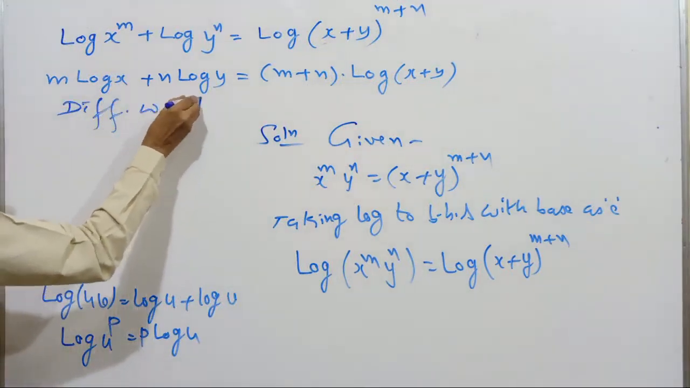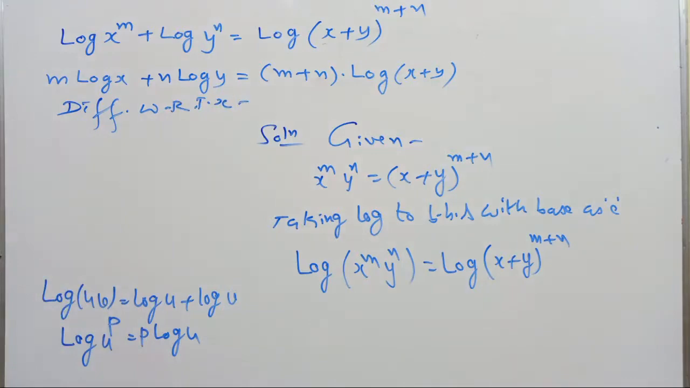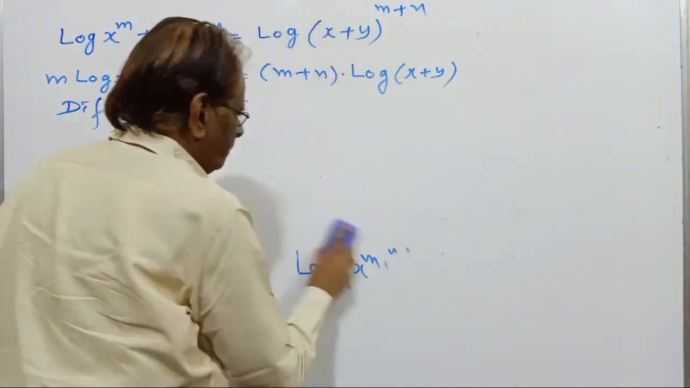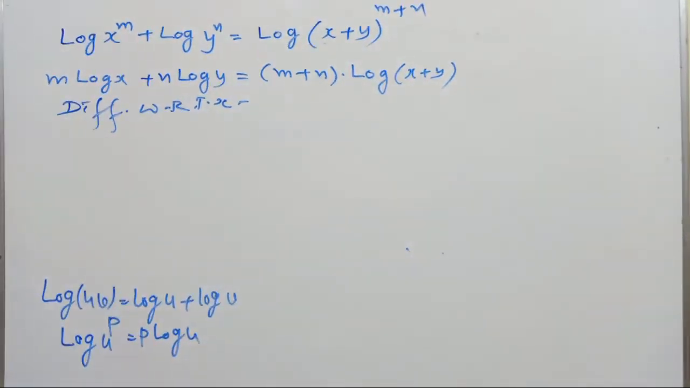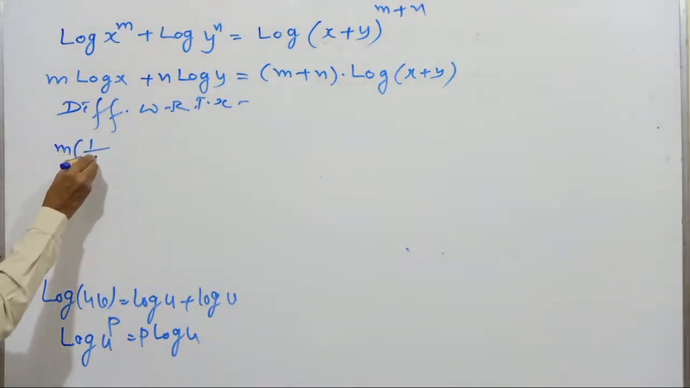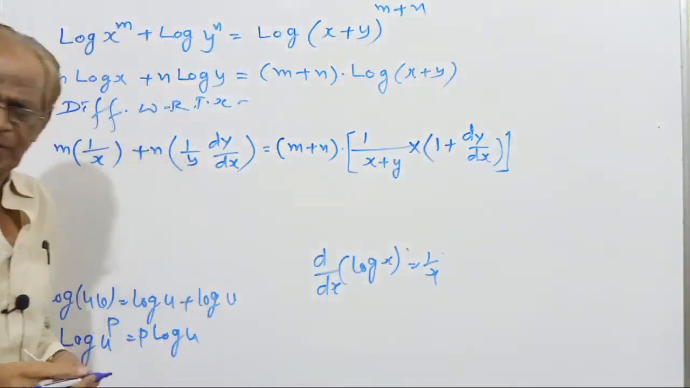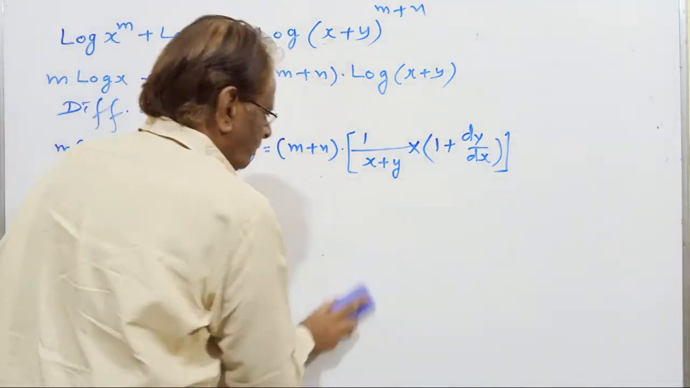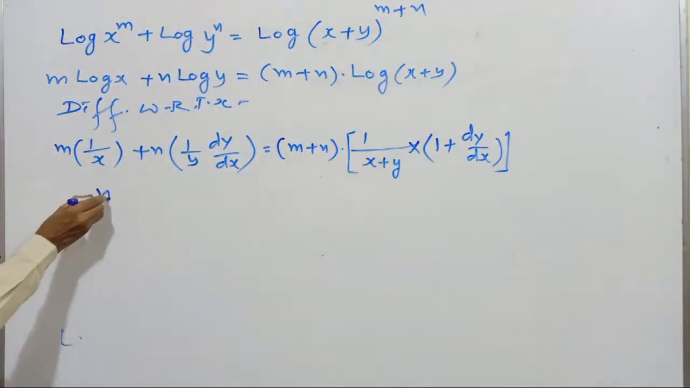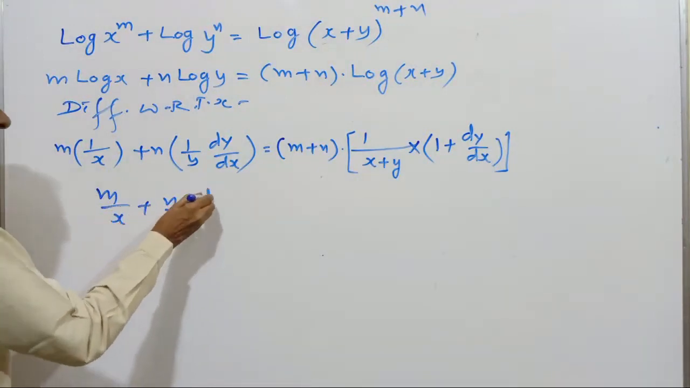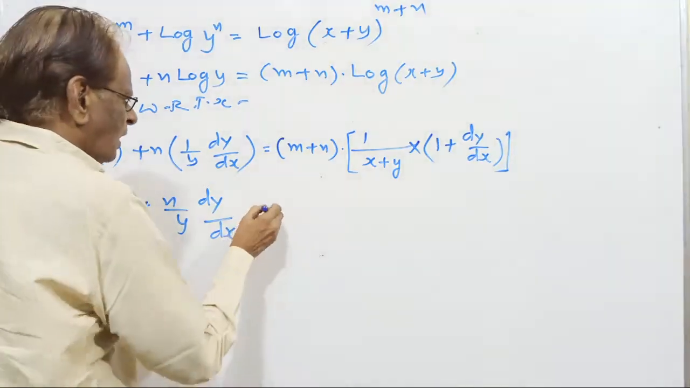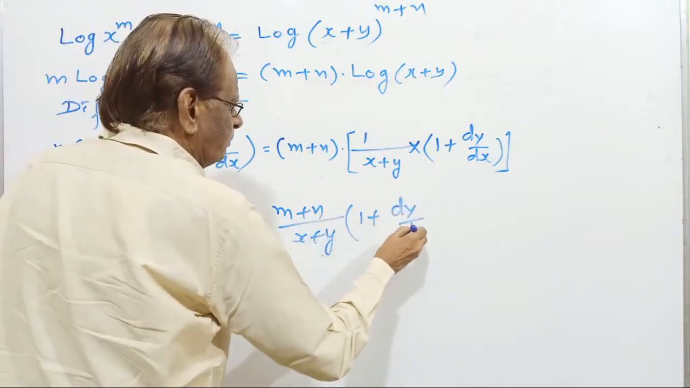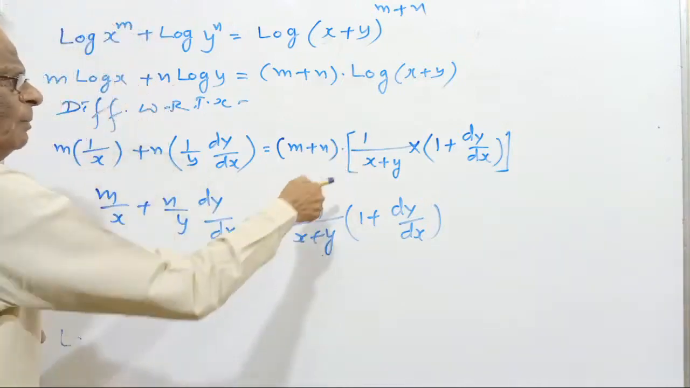Differentiating throughout with respect to x, m is a constant. The differentiation of log x is 1 by x, and of log y is dy by dx divided by y. So m by x plus n by y dy by dx equals m plus n by x plus y into 1 plus dy by dx.